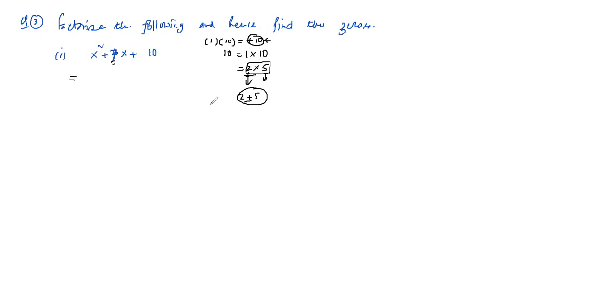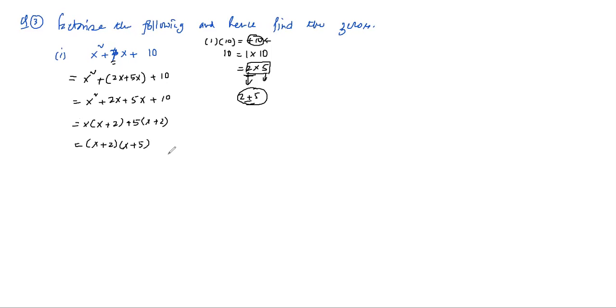So here I can consider 2 and 5. Here you can see what we'll be getting. 7x can be written as 2x plus 5x. So now you break the bracket, take the possible common factors, and try to factorize this. Once you factorize, you'll be getting this. So this is the required factorization.